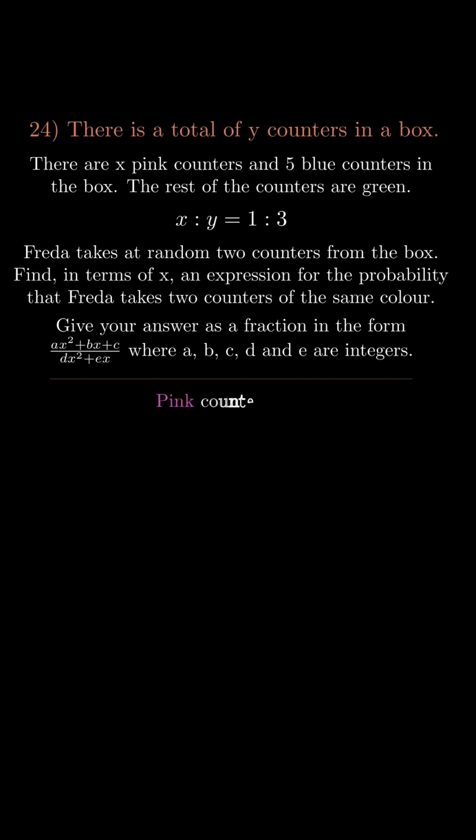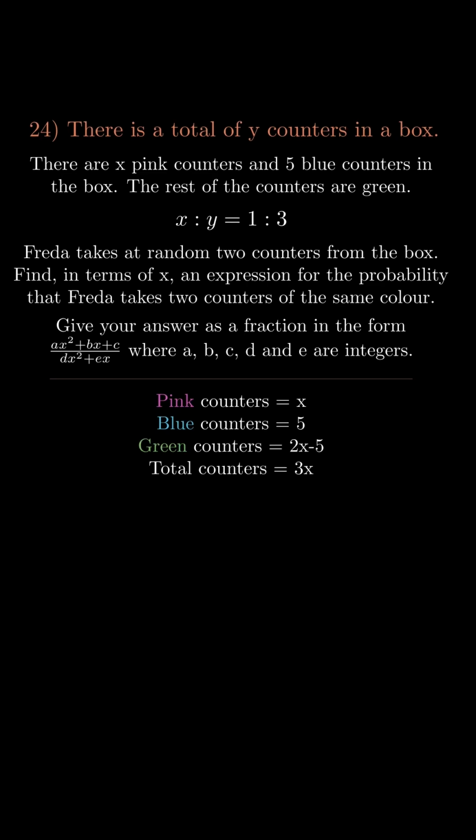The number of pink counters is x, and the number of blue counters is 5. Since the ratio of pink counters to total counters is 1 to 3, the total number of counters is 3x, which means that the number of green counters is 3x minus x minus 5, which is 2x minus 5. Now, the probability that Freda takes 2 counters of the same color is the probability that she takes pink and pink, or blue and blue, or green and green.